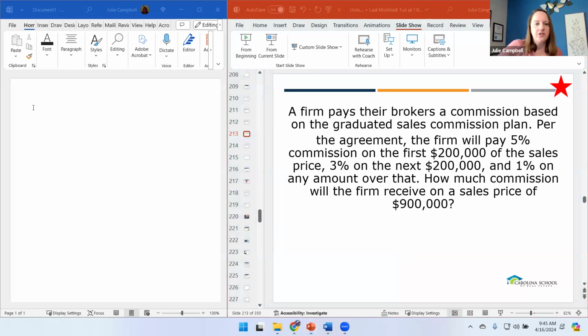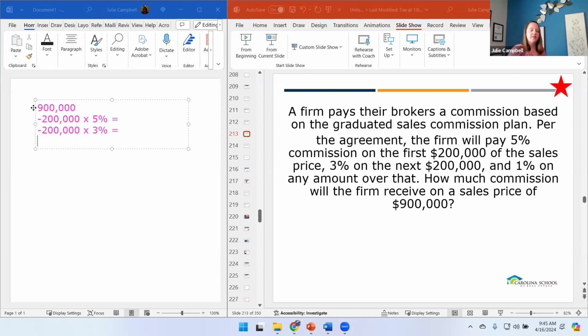So with graduated commission, we start with the sales price. And this again is a tiered kind of basis, but it's a different type of tier than what we just saw. So we start with that sales price of 900,000. The firm's graduated commission plan says that on the first 200,000, we're going to pay 5%. On the next 200,000, we're going to pay 3%. And then on any amount over that, we're going to pay 1%.